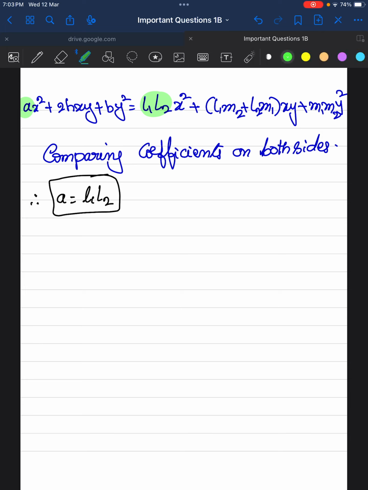Next, second term L1 M2 plus L2 M1 XY. Here the term is 2H. So if I compare, what happens? 2H is equal to L1 M2 plus L2 M1. Both are coefficients of XY only.